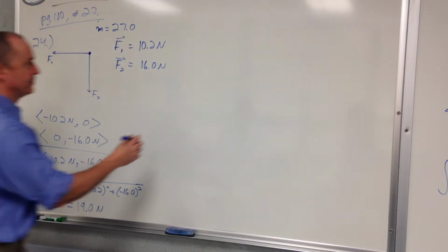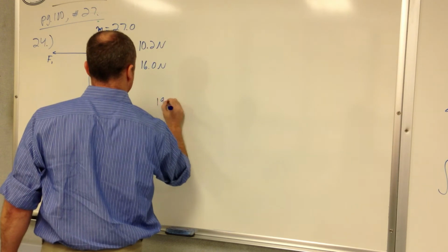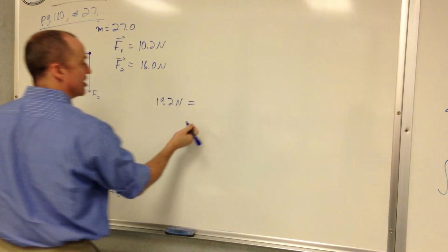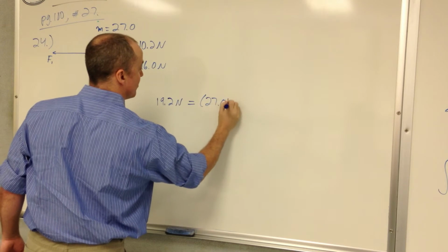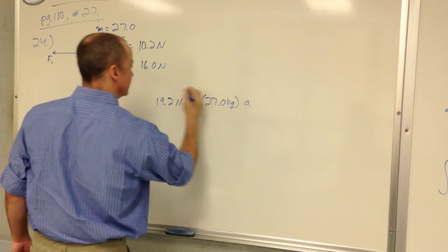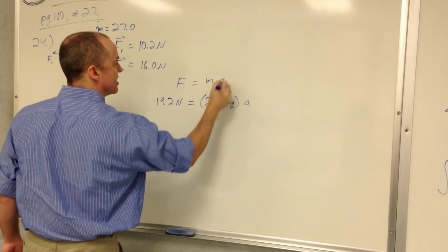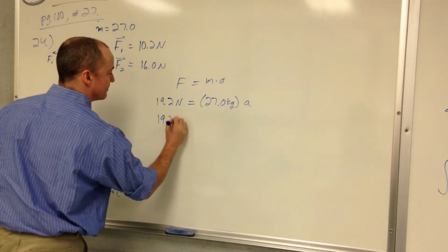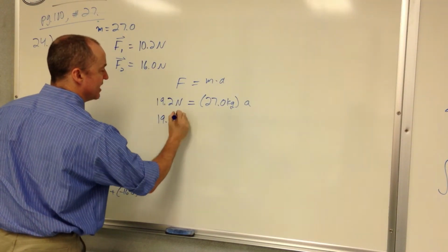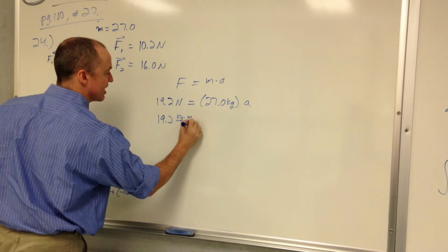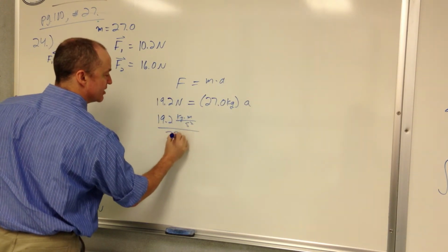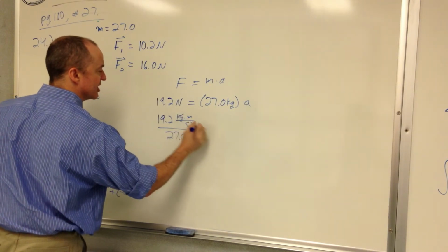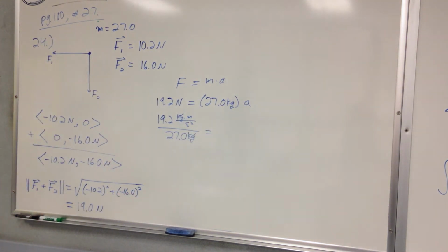Okay, so if 19.0 newtons is acting on a 27.0 kilogram mass, since force is mass times acceleration, we can find the acceleration on the object by dividing 19.0 newtons, because a newton is a kilogram times a meter per second squared, by 27.0 kilograms, and all that's left is meter per second squared. Jake, let me get this answer, and then I want to hear your question. What is this answer?